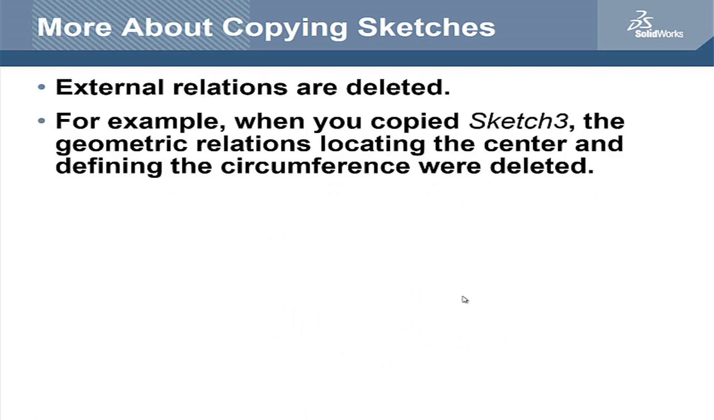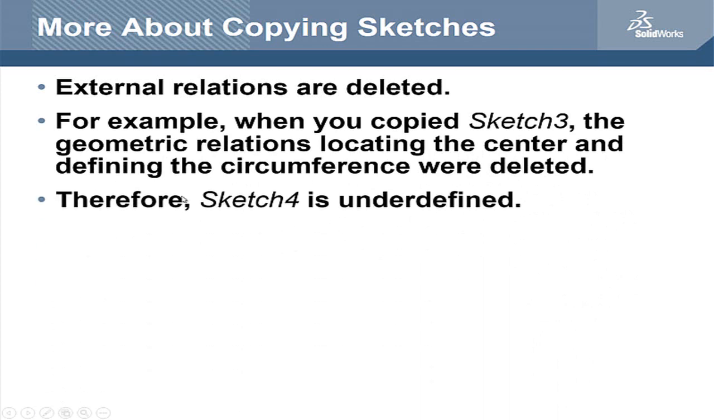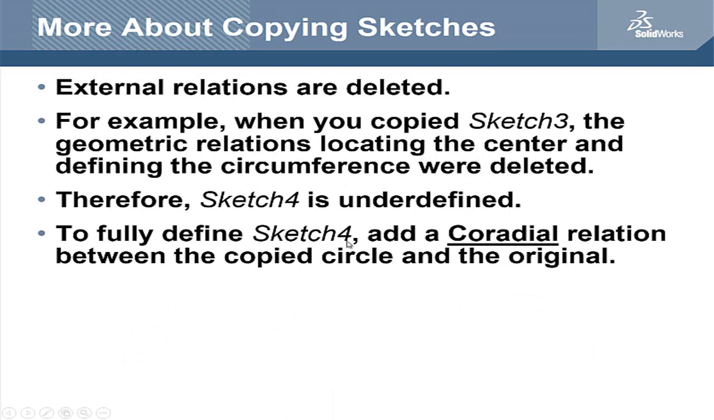External relations are deleted. For example, when you copied sketch 3, the geometric relationships locating the center and defining the circumference were deleted. Therefore, sketch 4 is underdefined. To fully define sketch 4, add a co-radial relationship between the copied circle and the original.